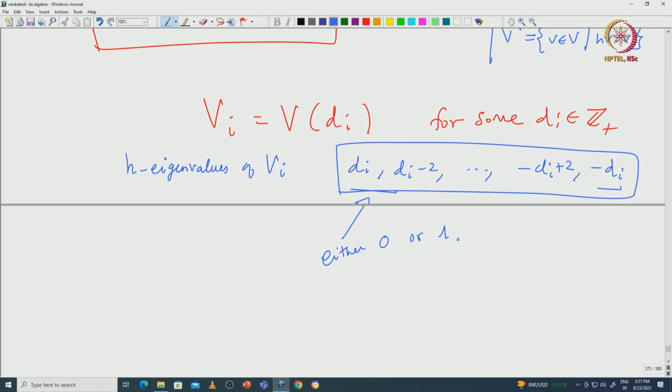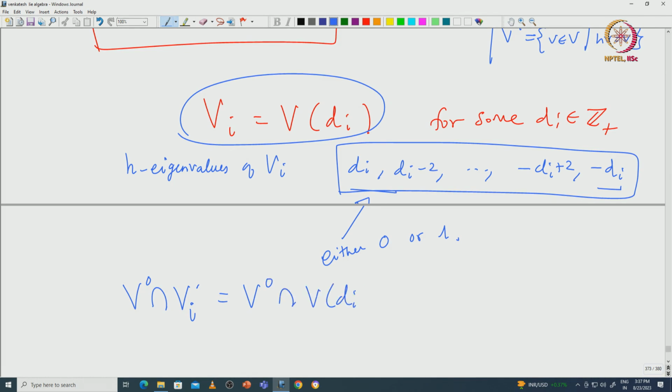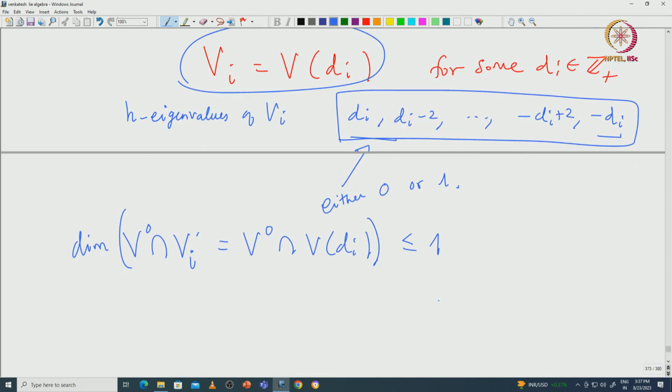Okay. And since each of these eigenspaces corresponding to these eigenvalues is one dimensional inside this V of d i, that says V 0 intersection V i, which is the same as V 0 intersection V of d i, is at most one dimensional. Okay. Similarly, the dimension of V 1 intersection V i will again be at most one dimensional. Okay.